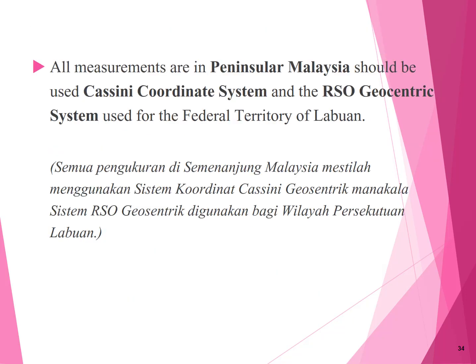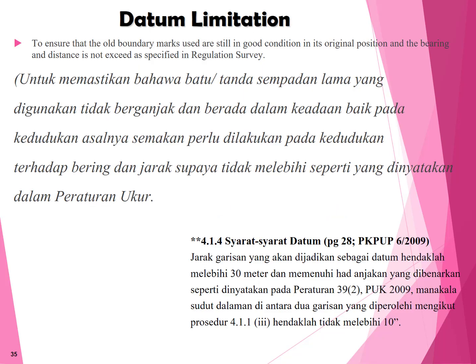All measurements in Peninsular Malaysia should use the Cassini coordinate system and the RSO geocentric system used for the Federal Territory of Labuan. Datum limitation. To ensure that the old boundary marks used are still in good condition in its original position and the bearing and distance is not exceed as specified in the survey regulation.